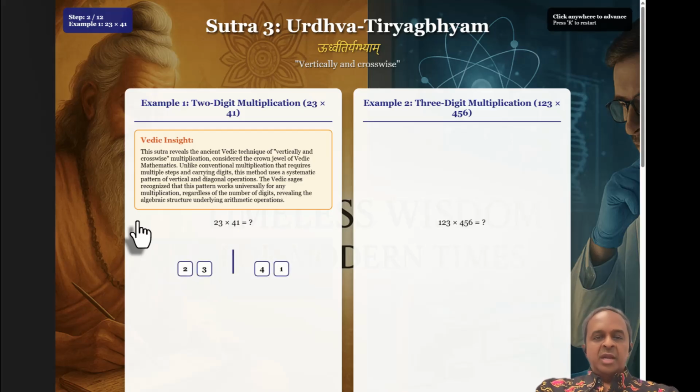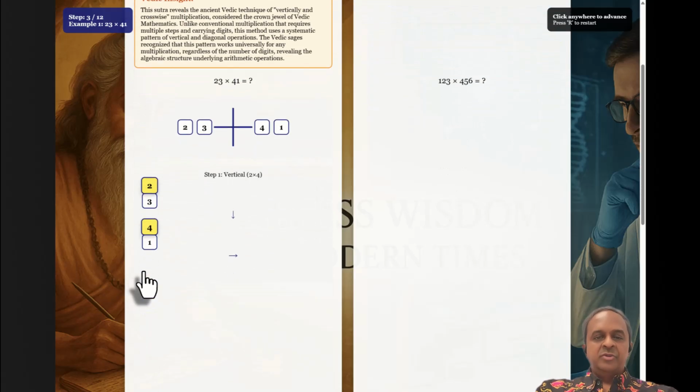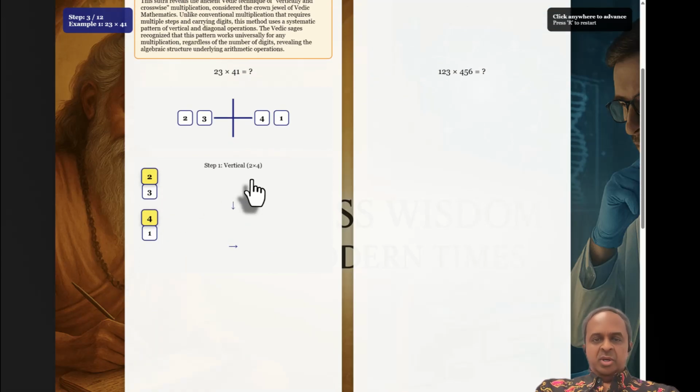So if you look at 23 by 41, right? We talked about vertical and crosswise. So step 1 is vertical. If you look at 23 and 41, when you look at it from a vertical perspective, the digits are 2 and 4, right? So step 1 is you multiply 2 and 4.